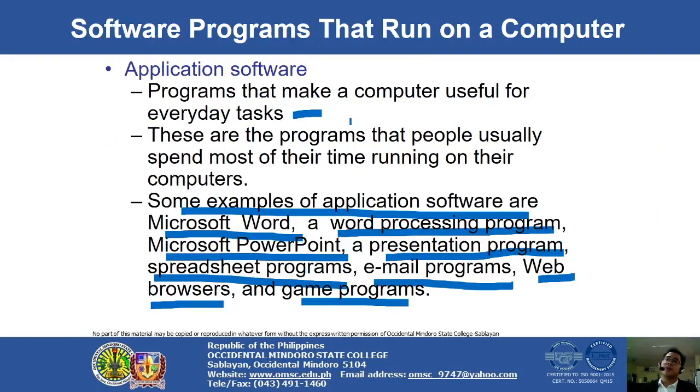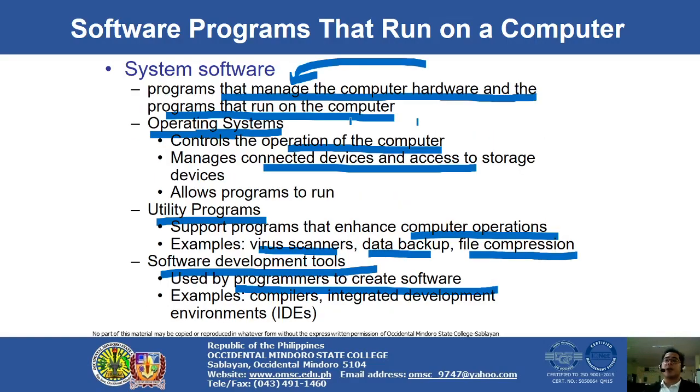So, we have the software programs. Meron tayong dalawang klase. We have the application software and the system software. So, sa system software, we have the operating system. Ano yung example ng operating system? We have the Windows 7, Windows 8, Windows 10, the Unix, or the Linux, the Mac. That is an example of an operating system. What else? We have the utility programs. Ano yung mga utility programs? Yung ginagamit natin for scanning viruses, data backup, file compression. So, what about the software development tools? Yung mga IDE natin. Yung ginagamit natin sa pag-create ng mga software.